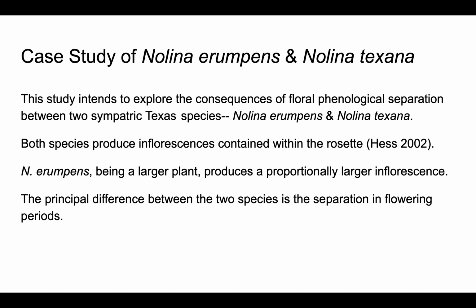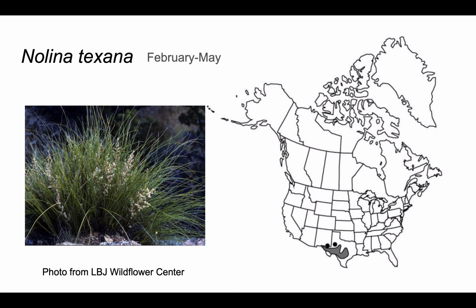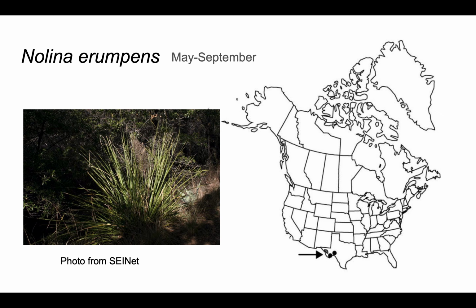But the main difference is the separation in flowering periods. Nolina texana flowers from February to May, and really just a month out of that block of time, like I mentioned earlier. But this is the early flowering block. And here's a photo of it. And again, this is the smaller one as well. So this is probably a 2-foot individual. And Nolina erumpens flowers in the second block, again, roughly a month, from May through September.